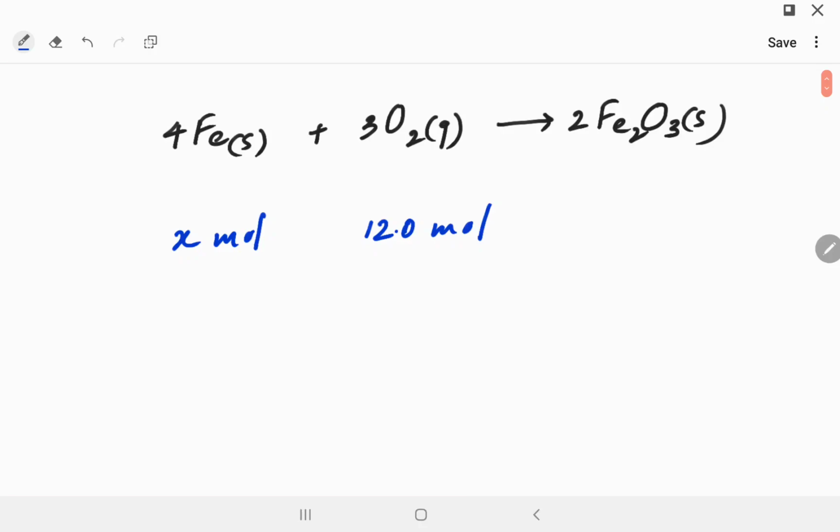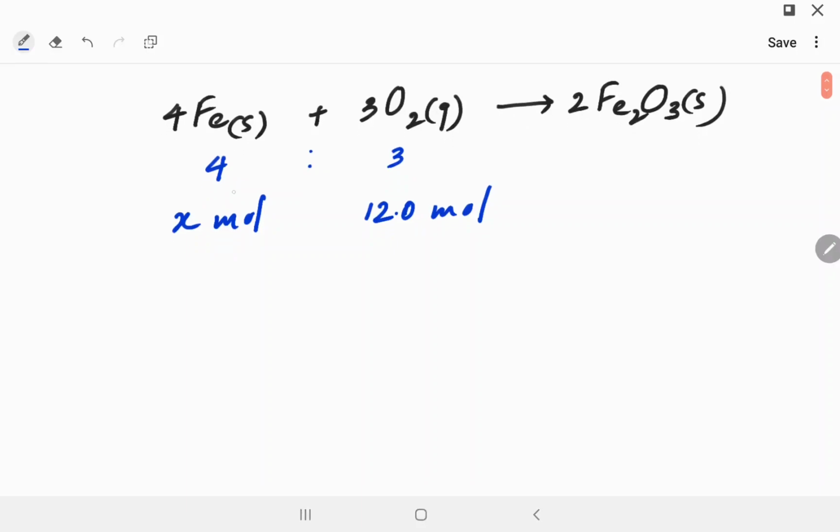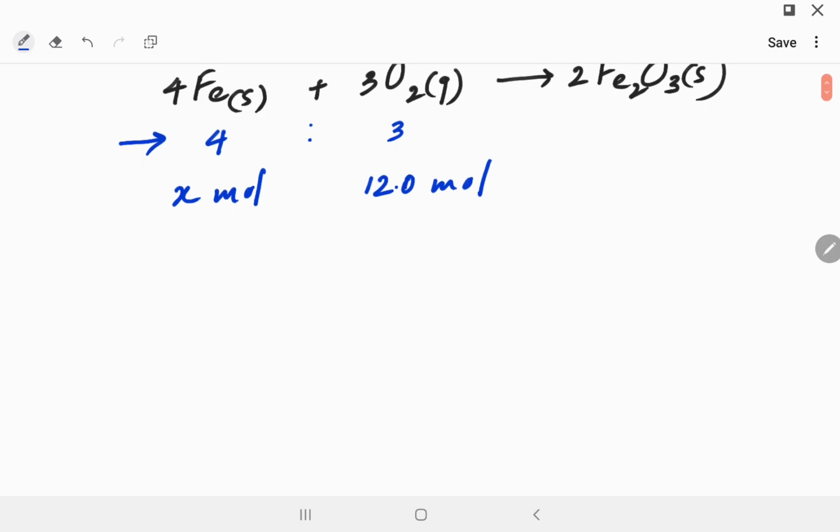So what is the molar ratio between iron and oxygen? It is 4 to 3. This is the ratio. Every 4 moles of iron will react with 3 moles of oxygen. That is what this means. So if you have 12 moles of oxygen, how many moles of iron do you need? 16, right? You can easily do it mentally, but let's say you can't do it in your head. Let's write an equation.